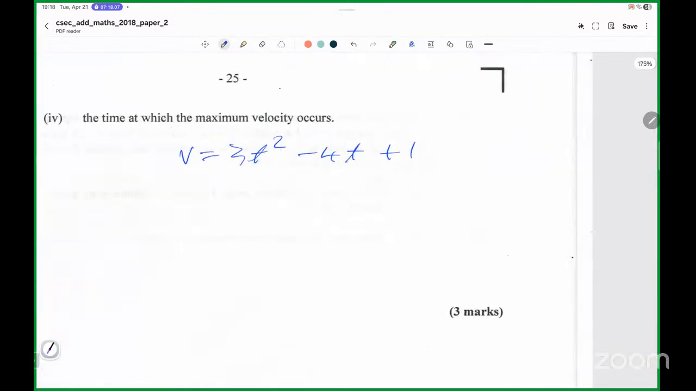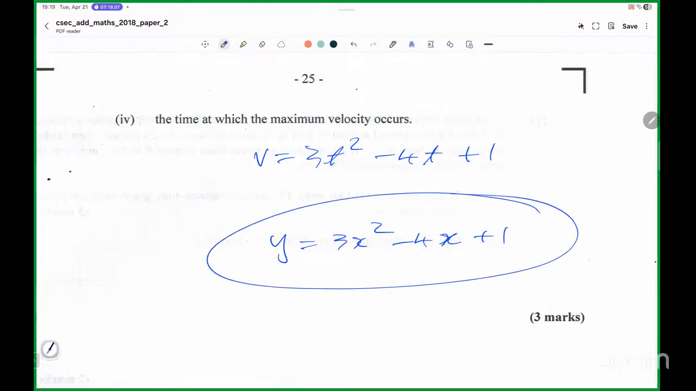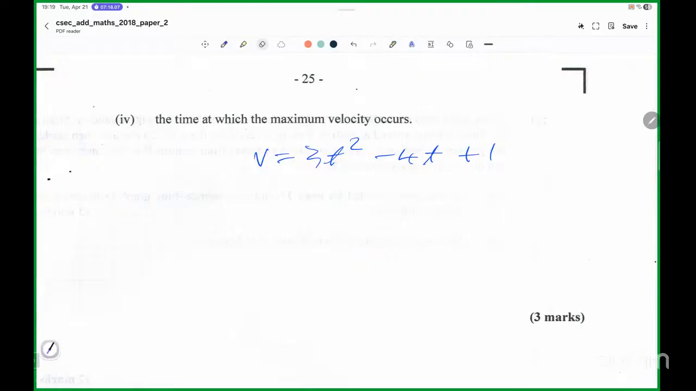Now, second step. If this was y equals 3x squared minus 4x plus 1, how do you find when that is maximum or minimum? You differentiate it. No, how do you find where it is minimum, where it is stationary? You differentiate and put equal to 0, don't you? That's all. When we differentiate this, we find where it is maximum or minimum.